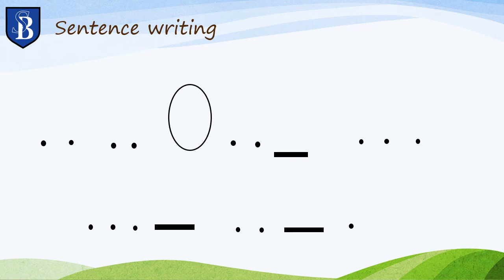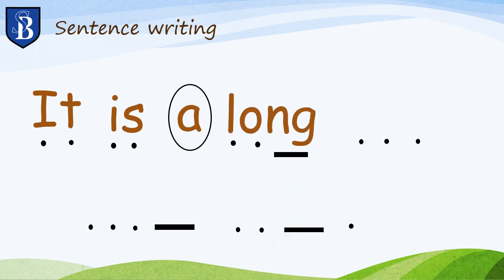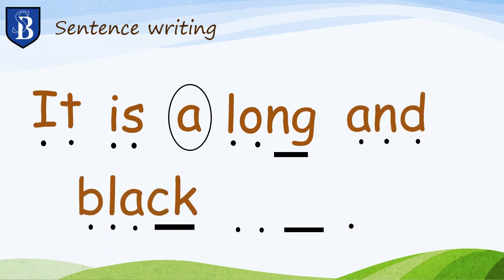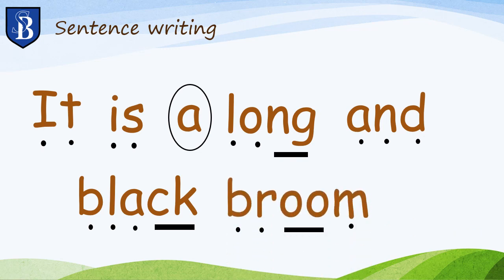Let's see how you did. It is a long and black broom. It, I-T, and I've started the sentence with a capital letter, a capital I. It is, I-S, it is, and then our sight word A, just written using the letter A. It is a long, L-O-N-G, long. It is a long and, A-N-D, and, black, B-L-A-C-K, and there's that C-K digraph there. It is a long and black broom, B-R-O-O-M, and there we can see our double O for the oo digraph.